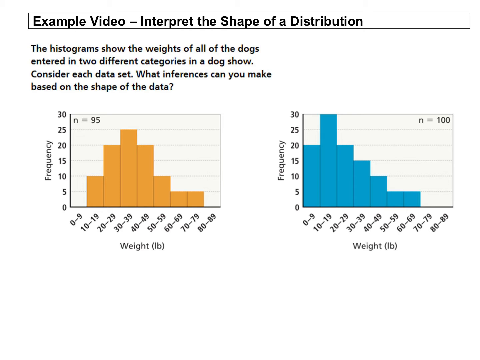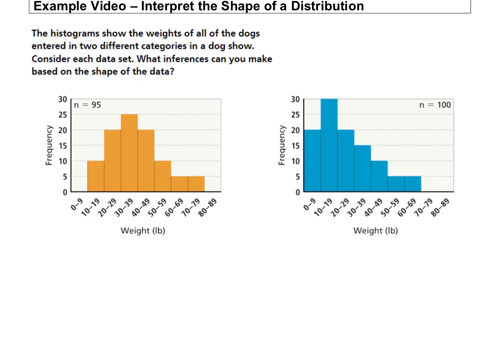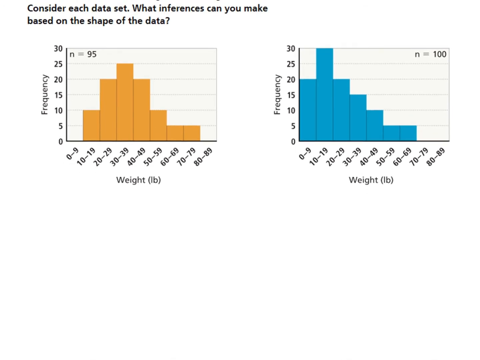One thing I do want to point out, when this says n equals 95 and over here it says n equals 100, that tells you how many data points there are. And in this case, each data point is representing the weight of a dog. So over here, we're seeing a histogram representing 95 dogs in this category, and we had 100 dogs in that category. So when you see that n equals value, that's just telling us how many, in this case, dogs were in each histogram that we're looking at.